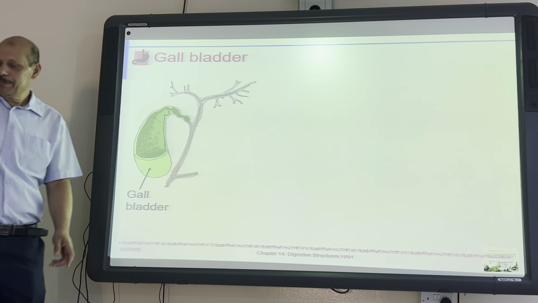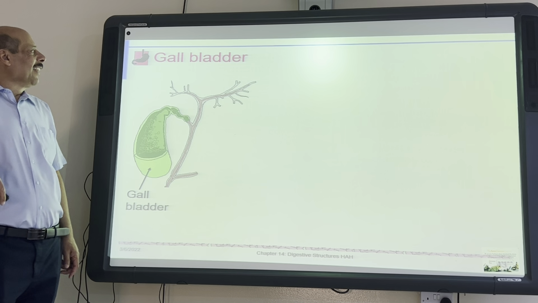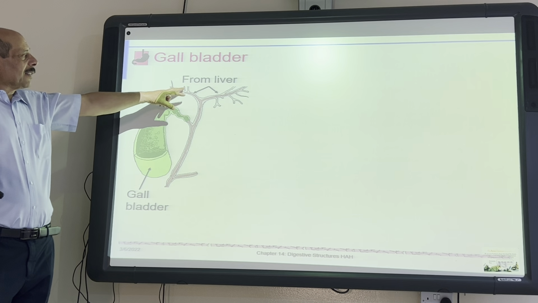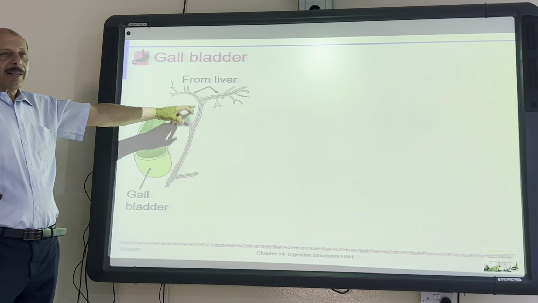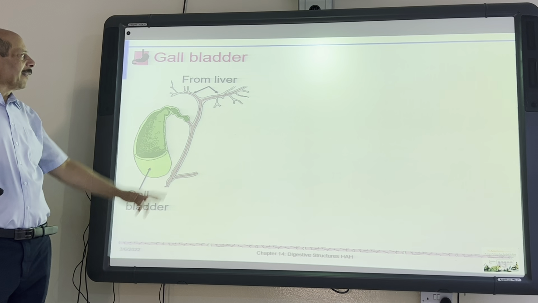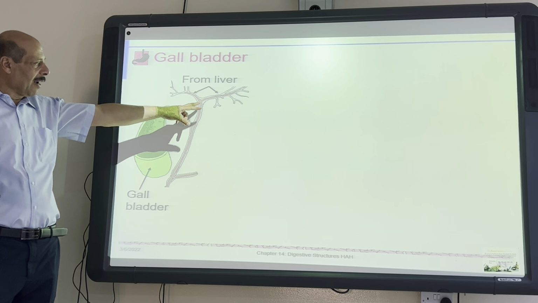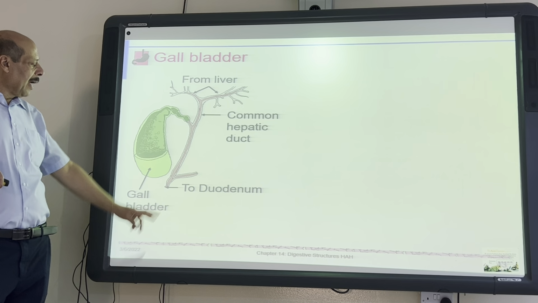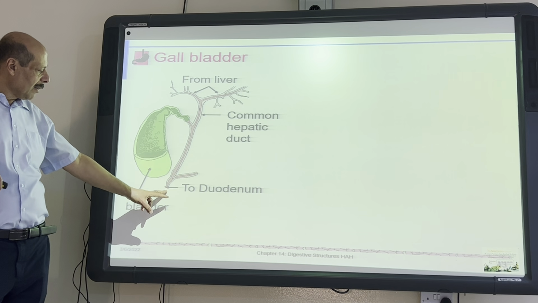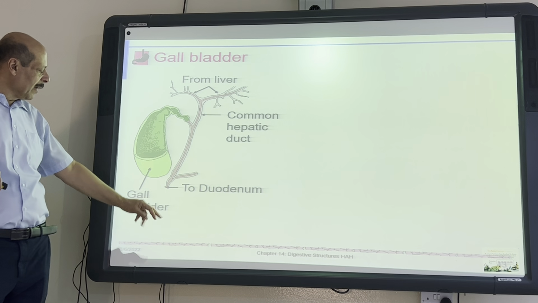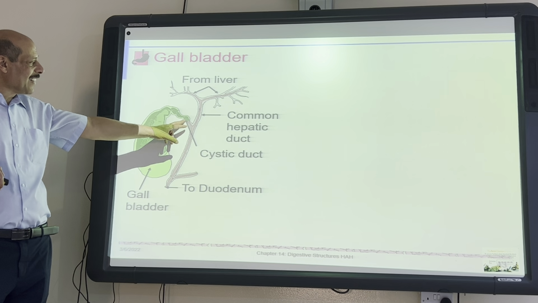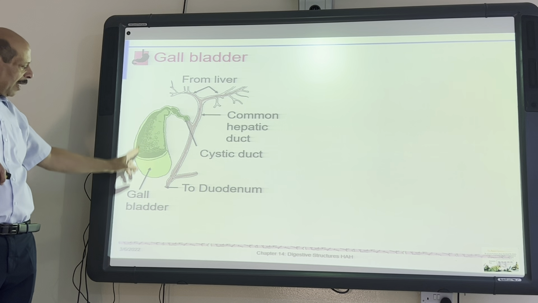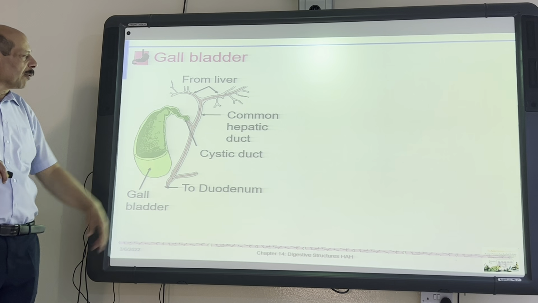What's happened to it? So this is the gallbladder again. Those right and left hepatic ducts are coming from inside the liver. This is the common hepatic duct, and this is toward the duodenum. This is the ampulla. This is the cystic duct, which is the duct which connects the gallbladder to the common hepatic duct.